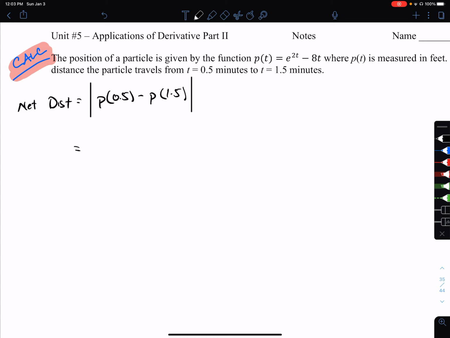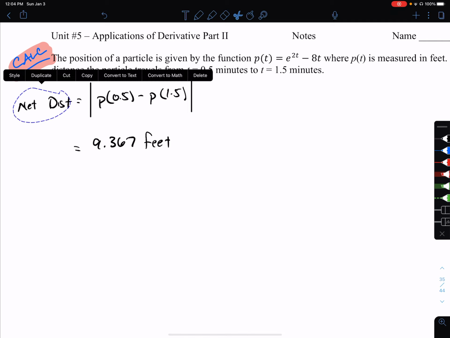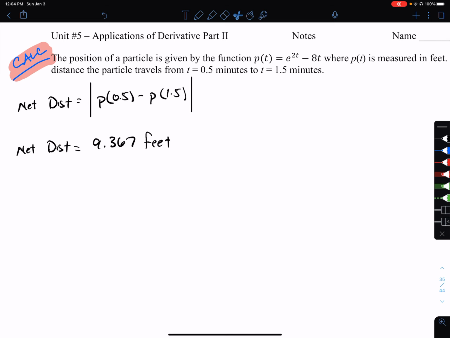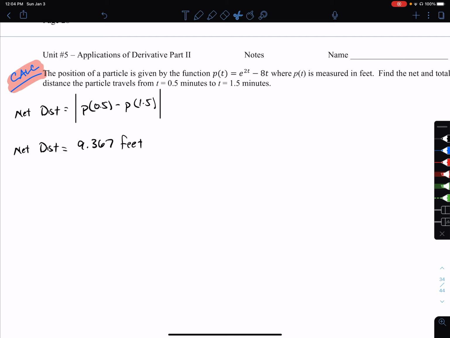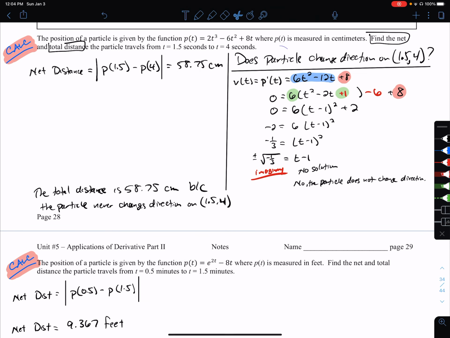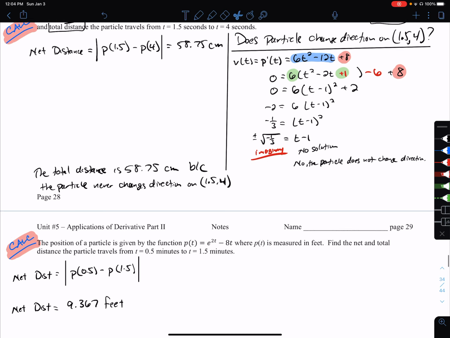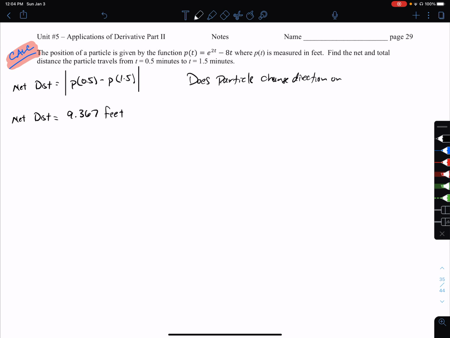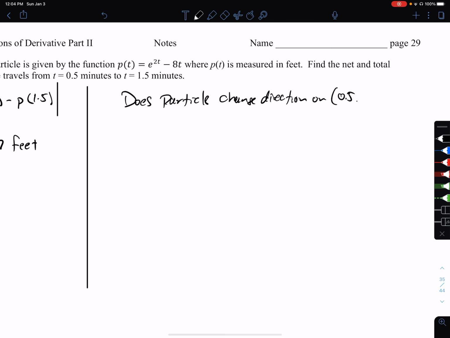If you were to evaluate this with your calculator, you would find that it's 9.367 feet. That is the net distance traveled. Is the total distance going to be the same as that? It could be if this thing never changes direction. Well, let's figure that out. So we want to ask the same question. Does the particle change direction on 0.5 to 1.5?